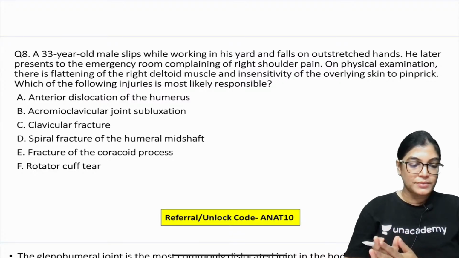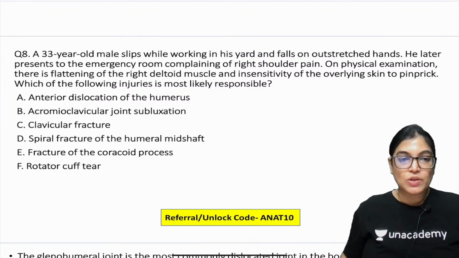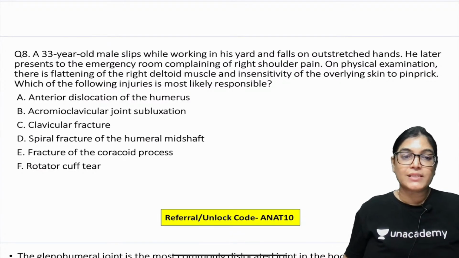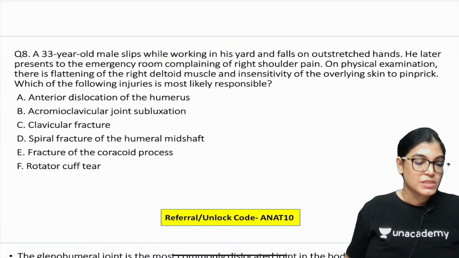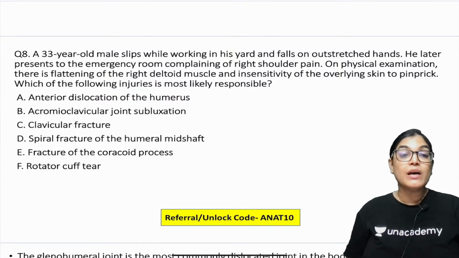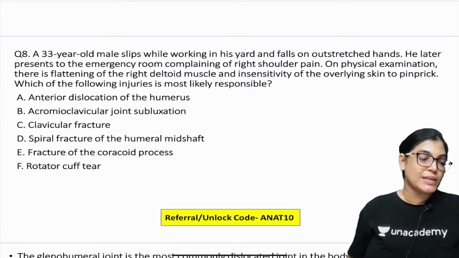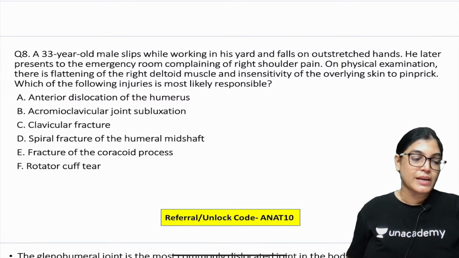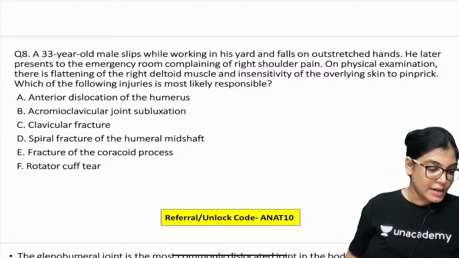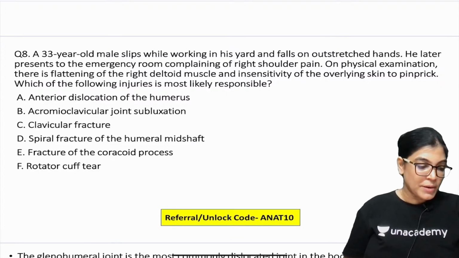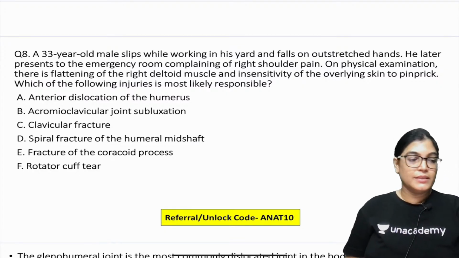The options are: anterior dislocation of humerus, coracoacromial joint subluxation, clavicular fracture, spiral fracture of humeral shaft, fracture of coracoid process, rotator cuff tear. According to you, which is the correct answer? Cleared? Okay, great. So question number 8, mark the correct answer.